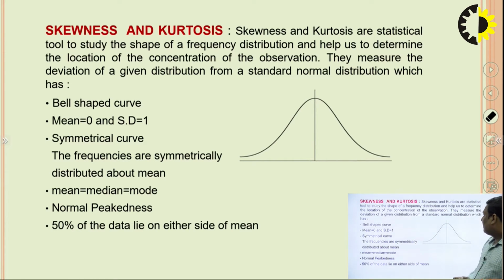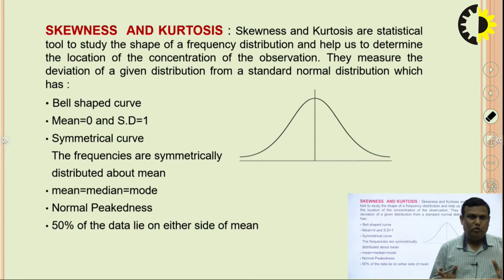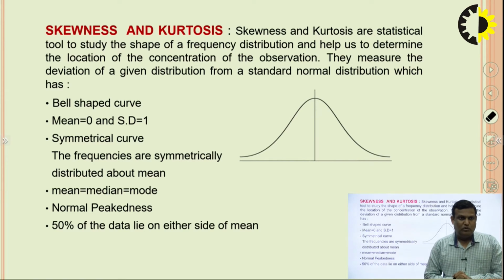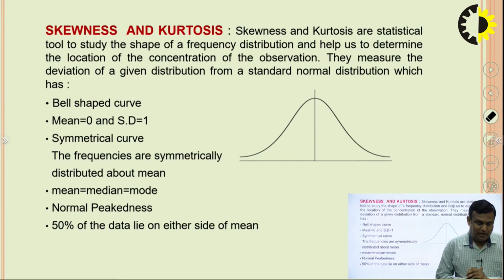In a symmetrical curve, the frequencies are symmetrically distributed about the mean, and here mean, median, mode, as I said before, are all equal, with normal peakness, and 50% of data lie on either side of the mean, equally distributed, half and half. The area under the normal curve is equal to 1. So that's why 50% is on the left side and 50% on the right side. It's our normal curve.